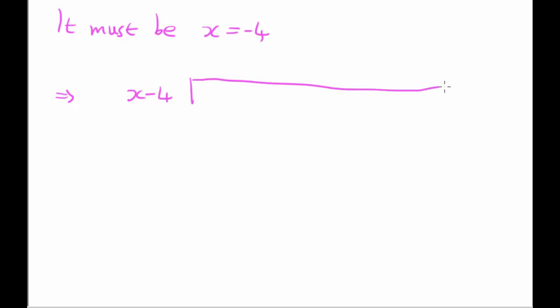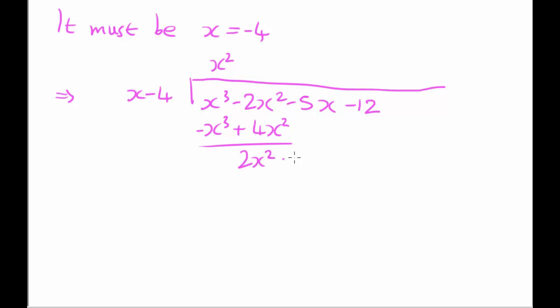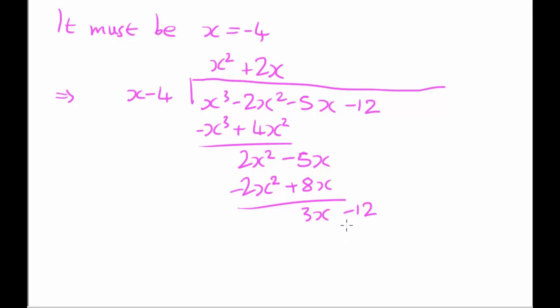So when we do the long division of this, just the same process again, we get x squared plus 2x squared minus 5x squared. That's 3x. Bring down the minus 12. This is going to be plus 3. 3x plus 12, and that's 0. So there's no remainder, so that's perfect.